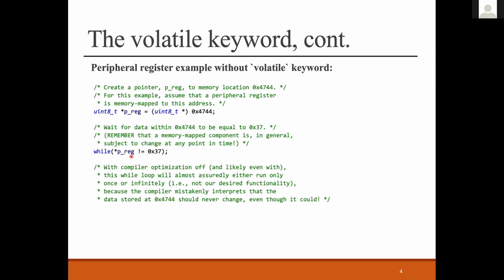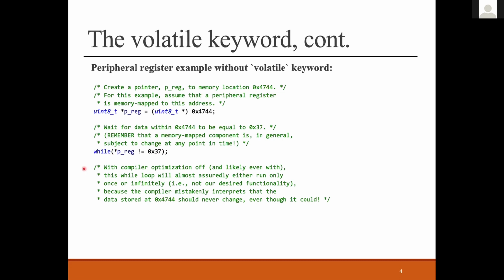So the following line of code should wait until the value within that register is equal to 37. This while statement reads from the memory location using this asterisk symbol. It dereferences the pointer, gets the value of memory at that location, and checks, is it not equal to hex 37? If it's not equal to hex 37, ideally we would stay in this while loop until it is equal to hex 37, and then when it is, we would break out of this while loop.